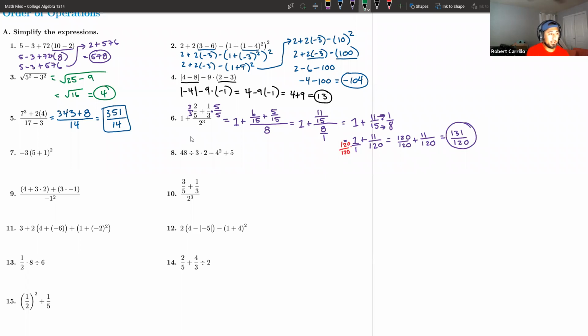Okay. Number 7, you have -3 times 5 plus 1, squared. So again, you need to handle that inner parentheses. Okay. So we'll add those two up and we'll get -3 times 6 squared. And then we have to deal with the exponent. We have to do 6 squared, 36, which will give me -3 times 36.